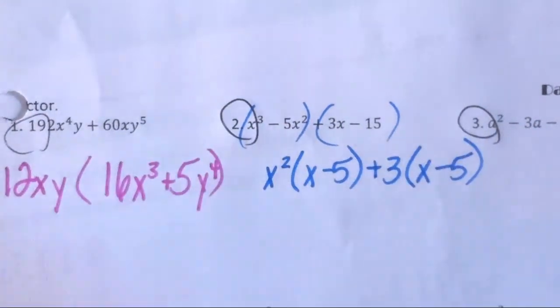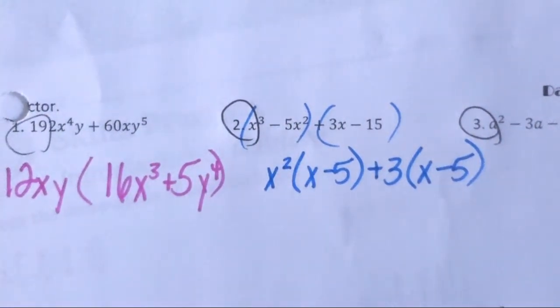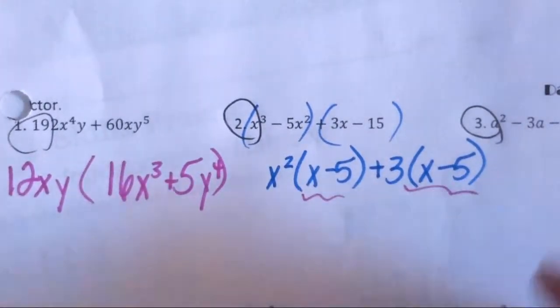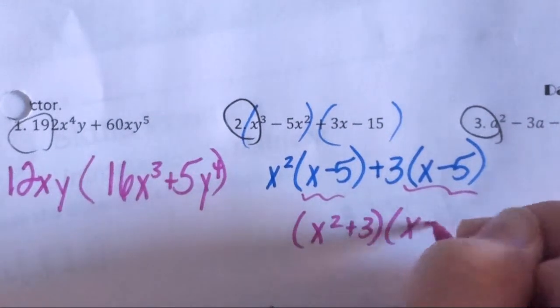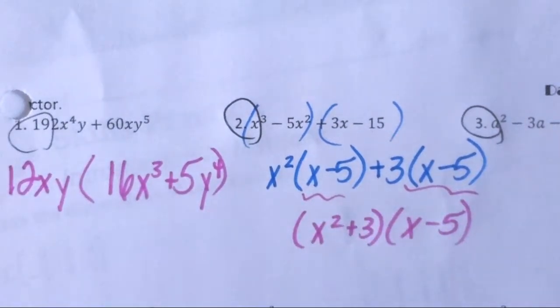Okay. So you see how I caught myself and corrected it. Why did I know to make that correction? 3 and 4, because I knew I wanted these to match. Yep. So my final answer is x squared plus 3, x minus 5. If I wanted to check myself, what method could I use? FOIL method. Archie will get a point.